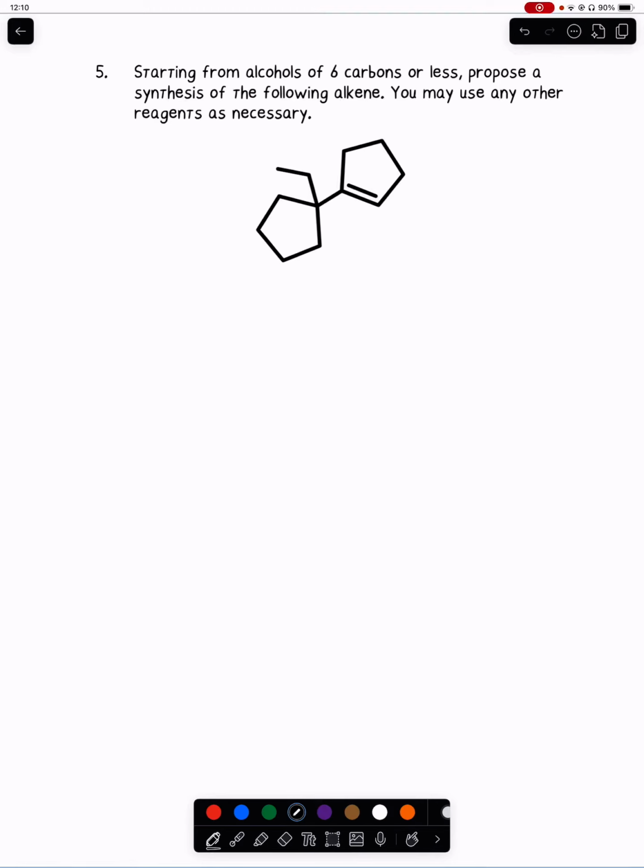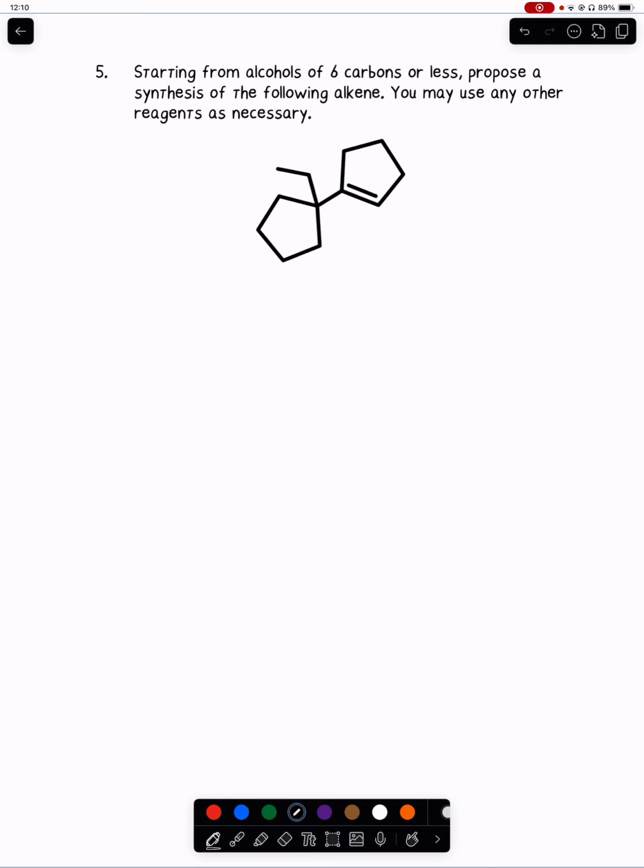In this question, I'm asking you to propose a synthesis of this alkene molecule by using alcohols of 6 carbons or less. What that means is that all of these carbons in this final product must have come from some sort of alcohol made of 6 carbons or less.